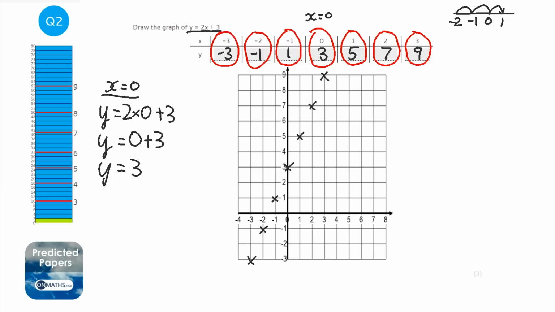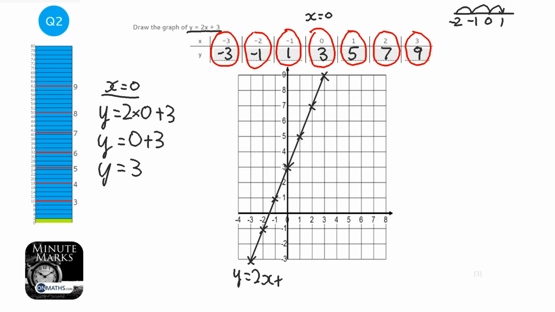Now I want to join those up with a straight line. So let's do that now. And the last step is to label it. And sometimes you're asked to draw more than one line. So we should label it.